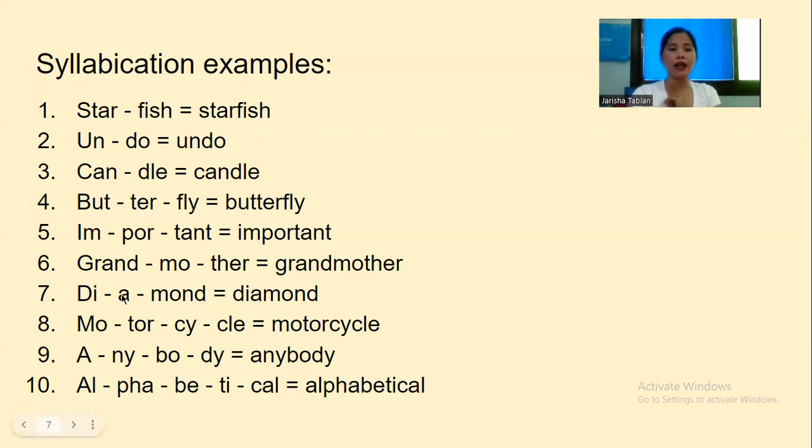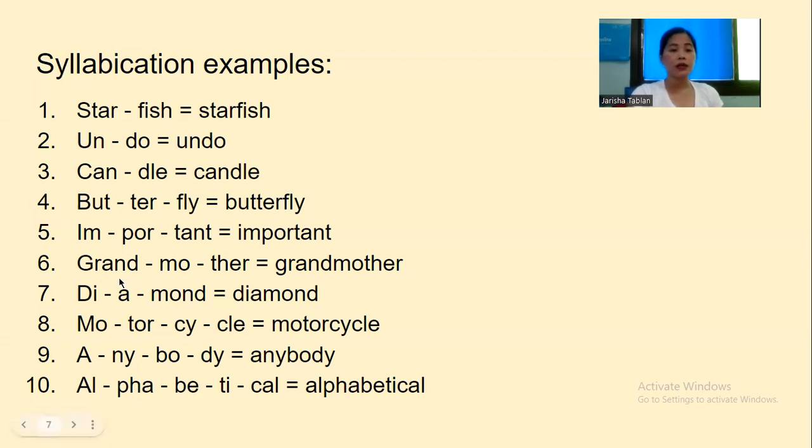Okay, next, number 5. Important, important. Read it together. Important, important. What is important in Bahasa Thai? Yeah, I forgot. I forgot what is important in Bahasa Thai. Next, number 6.